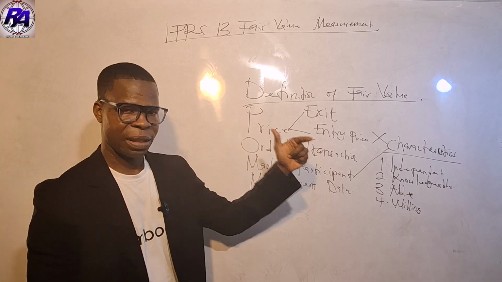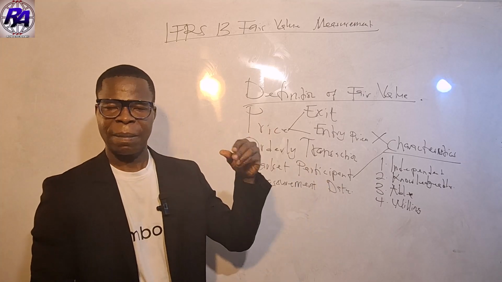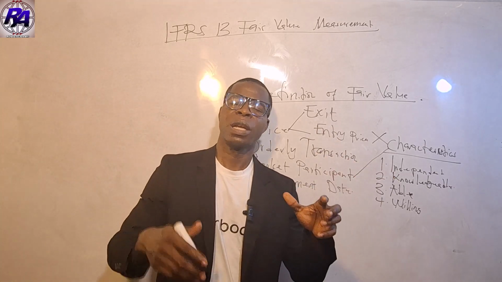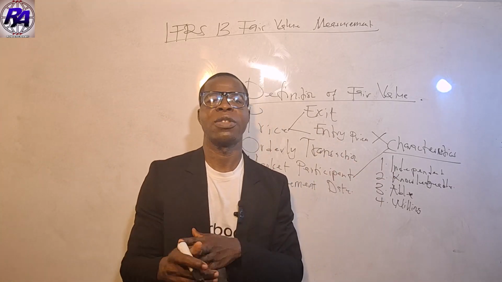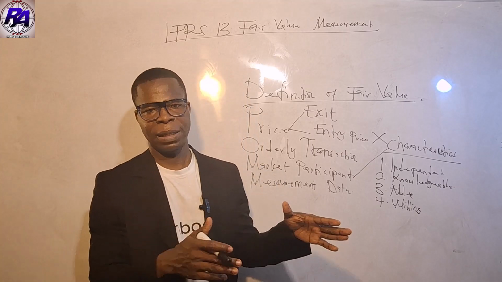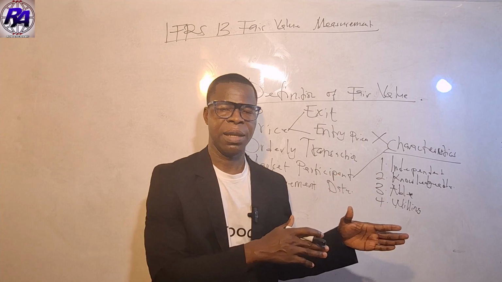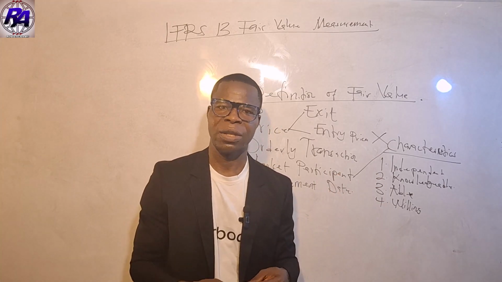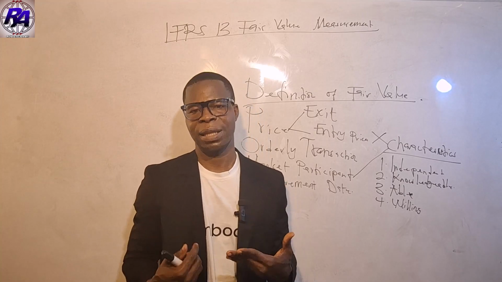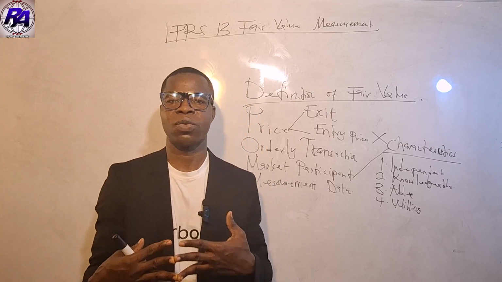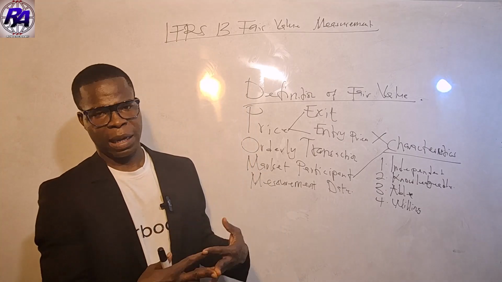The transaction should be an orderly one. The market participants should have these characteristics: independent, knowledgeable, able to enter into a transaction for an asset or liability, and also willing. The ableness must be there. They should have the assets. You shouldn't just say, enter into a transaction, and you don't have the assets. The ableness should be there, and they shouldn't be forced, to have the willingness. That has to do with the market participants.